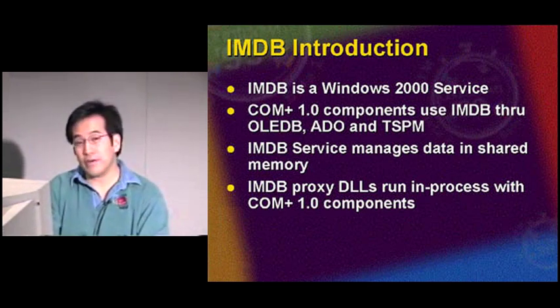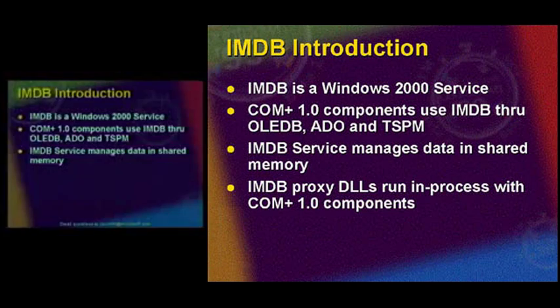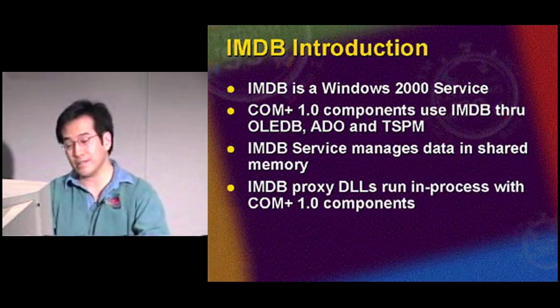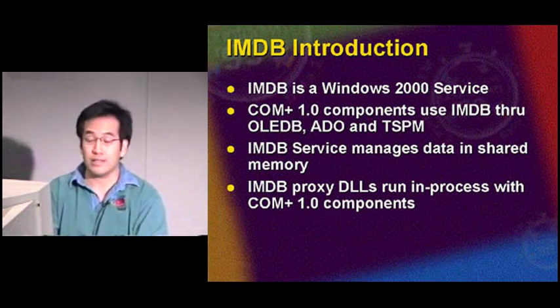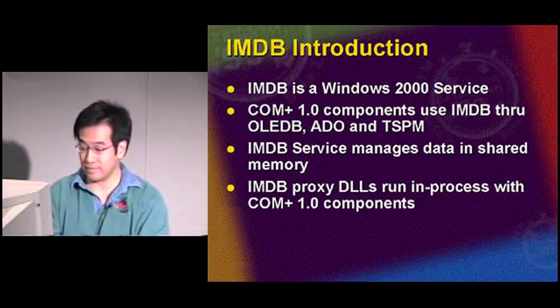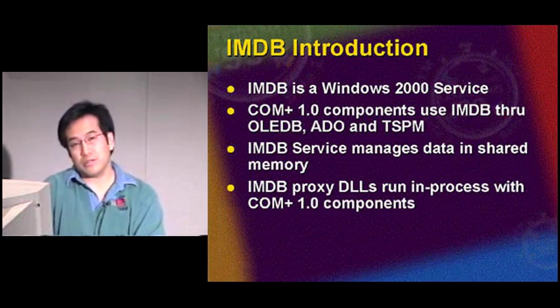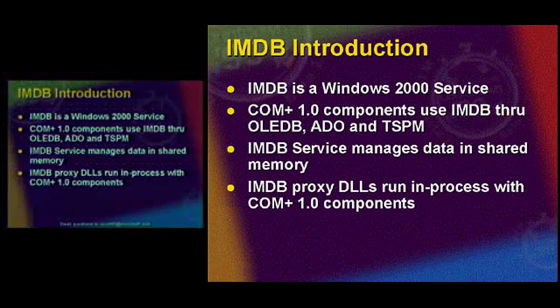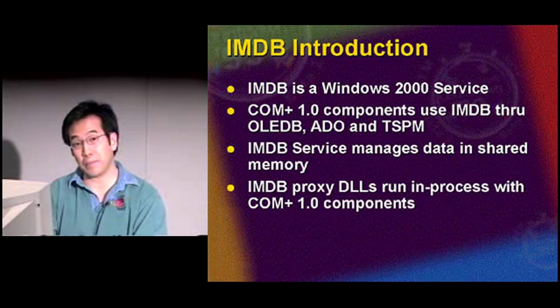The first major component of IMDb is the IMDb service, also referred to as the IMDb server, which has the main responsibility for managing locks and writing to data that is contained in the shared IMDb cache. The IMDb service is communicated to by what are referred to as IMDb proxy DLLs, which will run in process with COM+10 components.